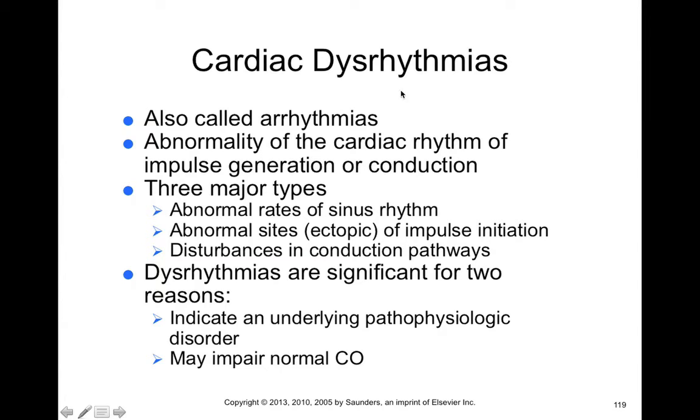Okay, we're going to pick up here talking about the cardiac dysrhythmias, also called arrhythmias. A dysrhythmia or arrhythmia is an abnormality of cardiac rhythm. And there's three major types of dysrhythmias. It could be due to abnormal rates of sinus rhythm, abnormal sites of electrical activity. We call these ectopic sites of activity, where impulses of electrical activity start in a different area than where they normally start, or disturbances in the conduction of those electrical impulses. And this could relate to things like block.